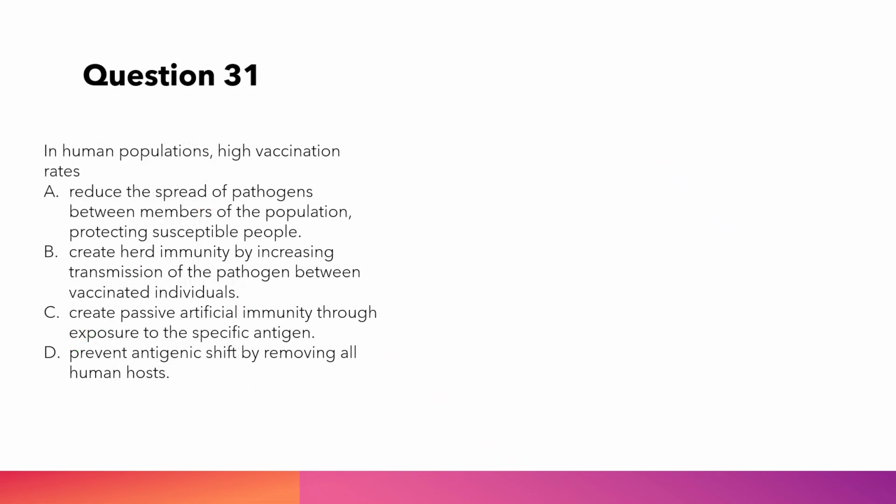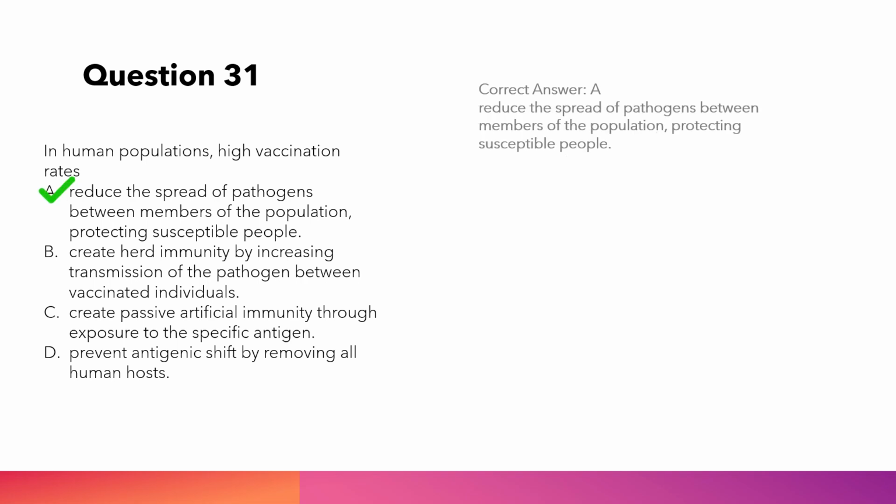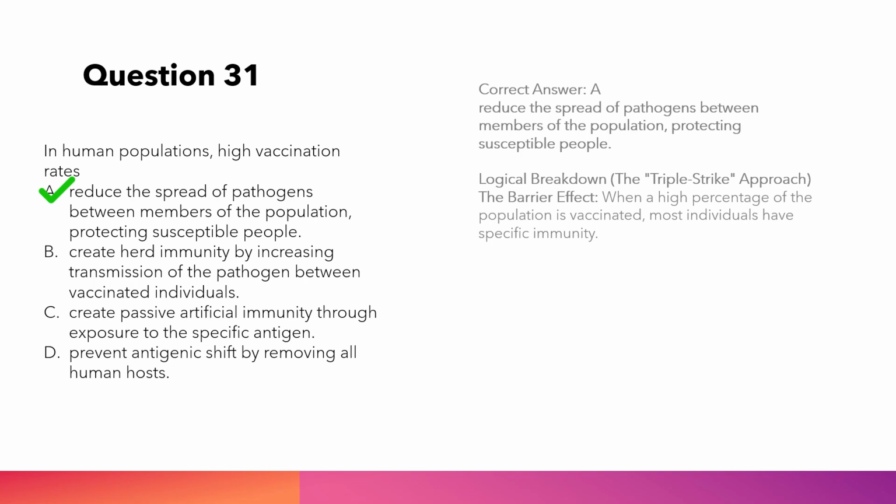Correct answer, A. Reduce the spread of pathogens between members of the population, protecting susceptible people. Logical breakdown, the triple strike approach. The barrier effect. When a high percentage of the population is vaccinated, most individuals have specific immunity. This means the pathogen constantly hits a wall because there are fewer hosts available to infect.